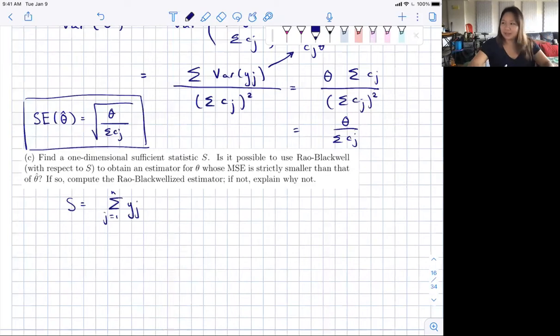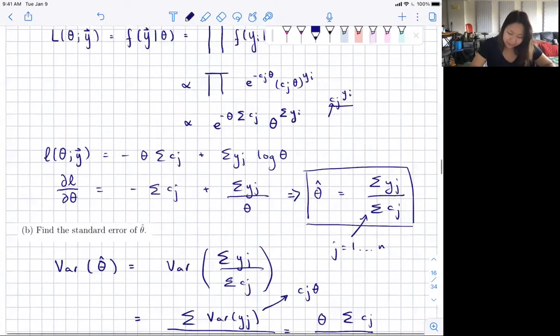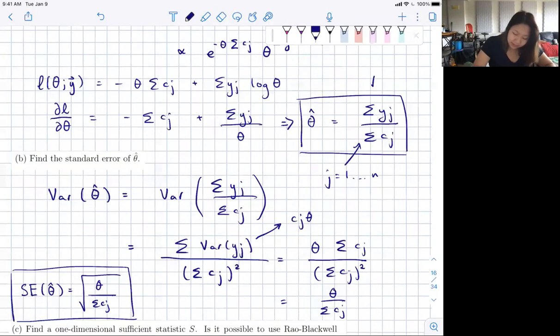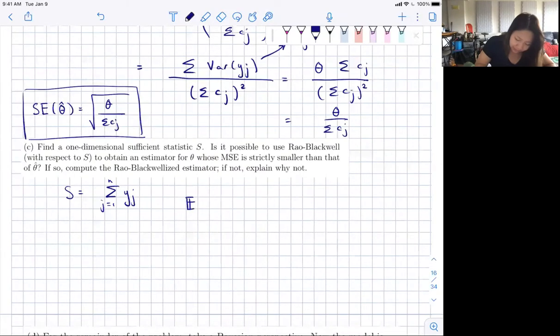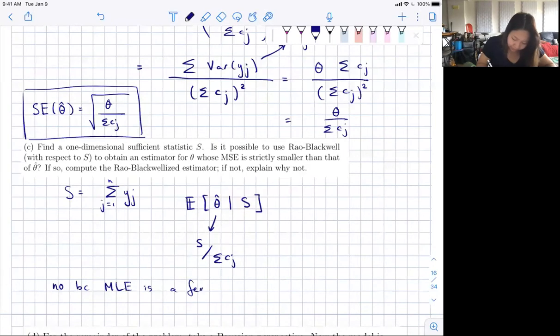And now we want to determine whether we can Rao-Blackwellize the MLE. We will not be able to Rao-Blackwellize it, because Rao-Blackwellization will take this θ hat and condition it on S. But right now our θ hat is S over some constants, so we would be able to take out what's known and it would just be the same MLE. So no, because the MLE is a function of S.